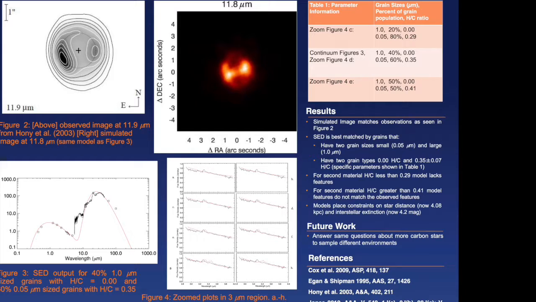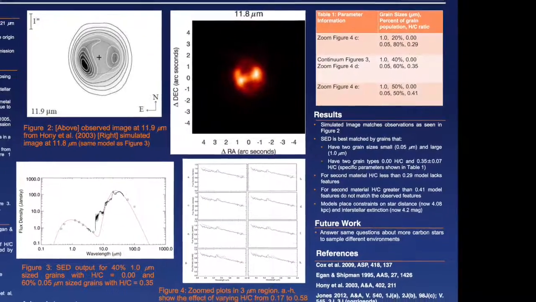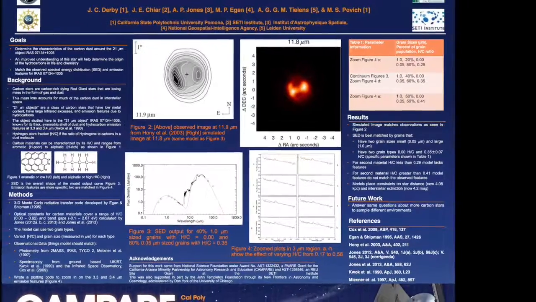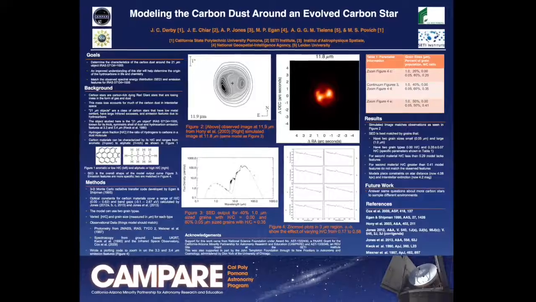The model also provides helpful numbers for the distance to the star, about 4 kiloparsecs, and how much light is lost as it travels that distance, the interstellar extinction number in the results section. Future goals for this type of research would be to answer these sorts of questions about other carbon stars, refine this model to account for more kinds of dust, and more complicated dust grains.